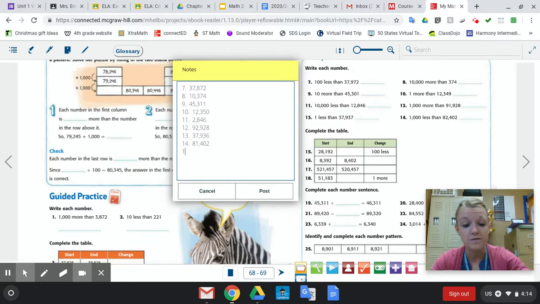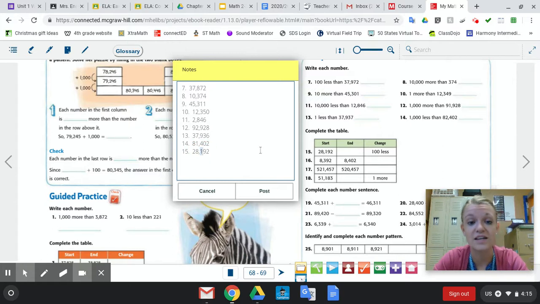All right, number 15, we have a table. And we need to kind of read this and see what it's talking about. So this is the start number, this is the end number, and this is how much it's changing by. So if I start at 28,192, I'm going to type that out, 28,192, and I end, I don't know where I end, but I know that I should have 100 less. So find the 100 spot and underline it.